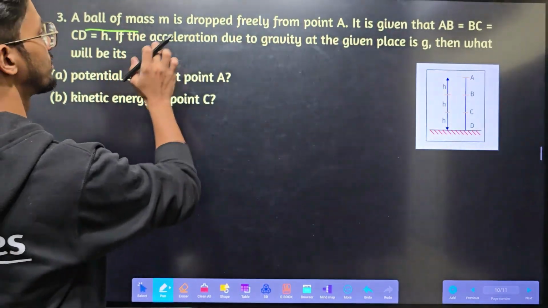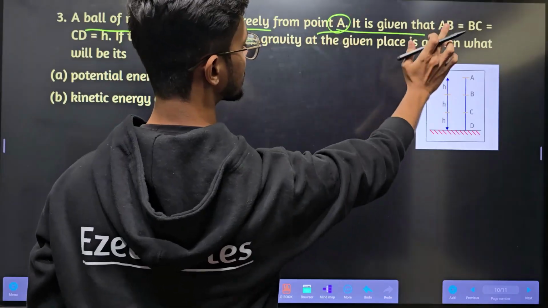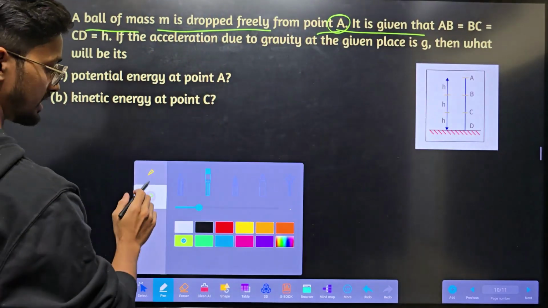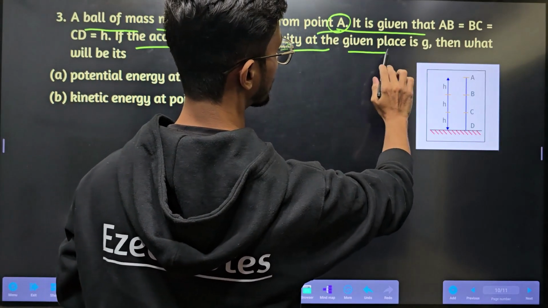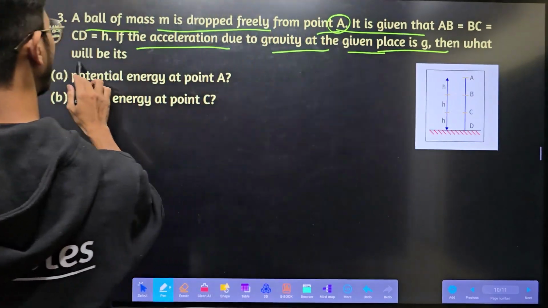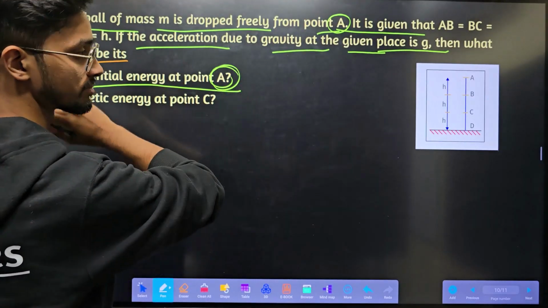Next, a ball of mass m is dropped freely from point A. It is given that AB is equal to BC is equal to CD is equal to H. The acceleration due to gravity at the given place is G. Then what will be its potential energy at point A?